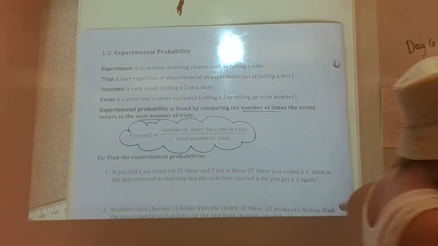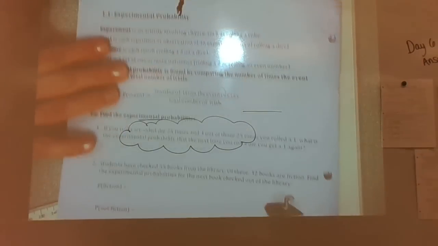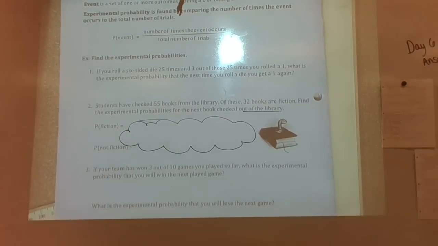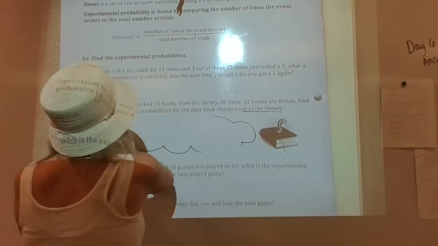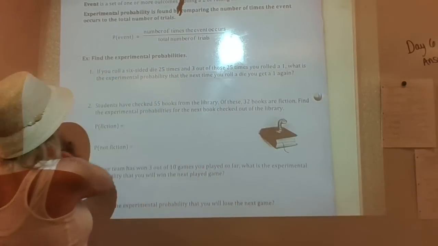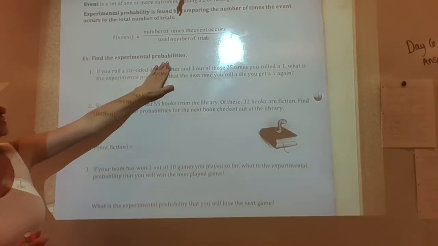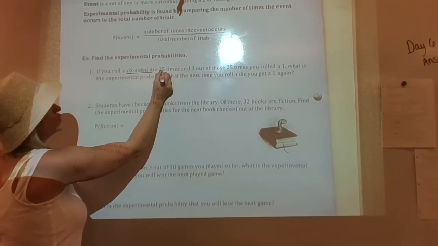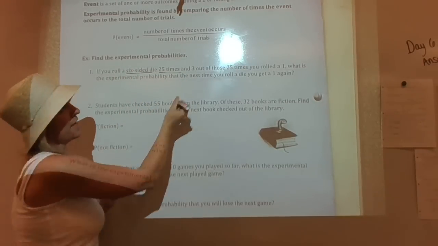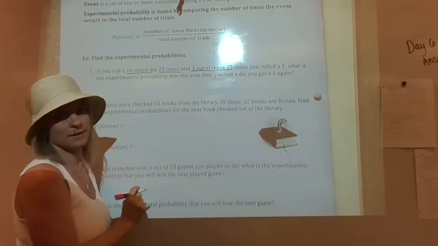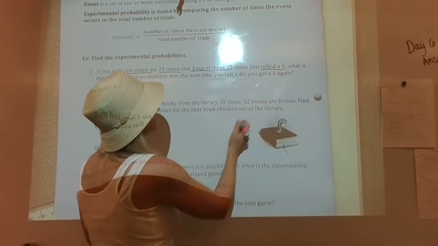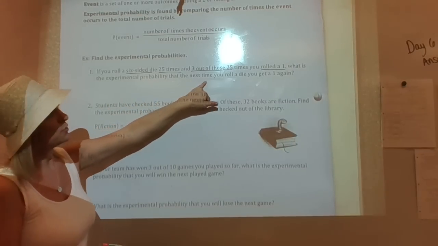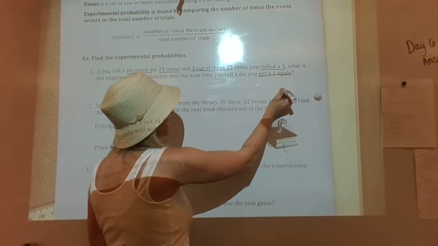So I'm going to slide this up. Okay, so we got a few examples here. Find the experimental probabilities. If you roll a 6-sided die 25 times, and 3 out of those 25 times you roll a 1, what is the experimental probability that the next time you roll the die, you will get a 1 again?